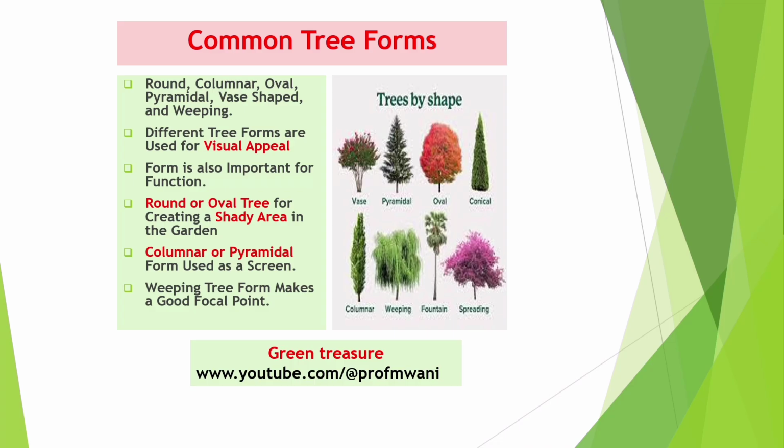You have a columnar or pyramidal type of plant that will be used as a screen. You have a weeping tree that forms a good focal point. So different types of trees are located in a garden as per the requirement. Some can be for resting, some can be for screening, and some can be for shading or giving a focal point. So these are the common tree forms which have a role in a landscape.